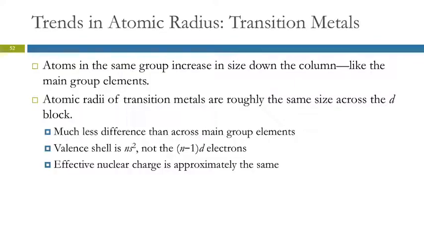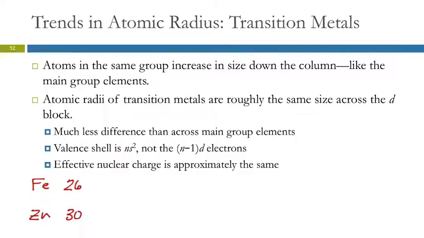Let's think about something familiar. Let's look at iron and zinc. They're both in period 4, and as they go across that d block, we're filling the 3d sublevel. How many protons does iron have in its nucleus? 26. And how about zinc? 30.